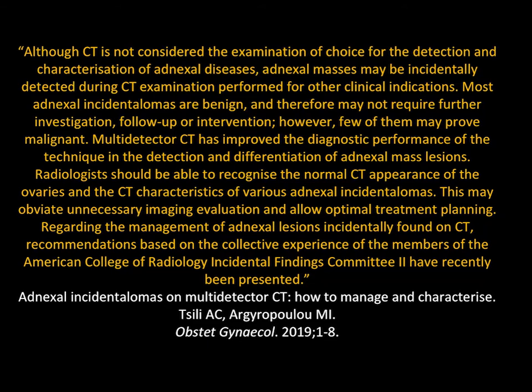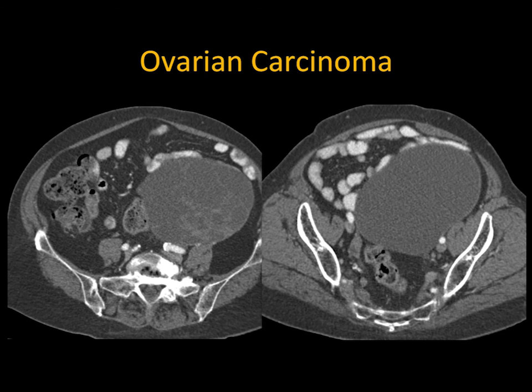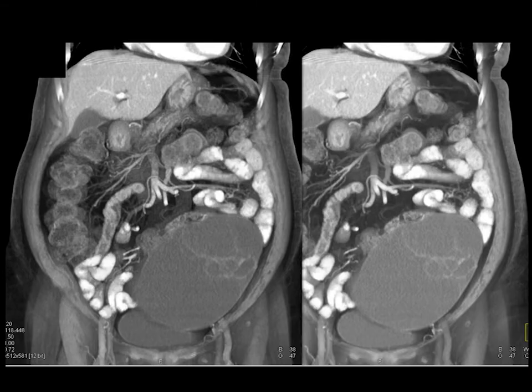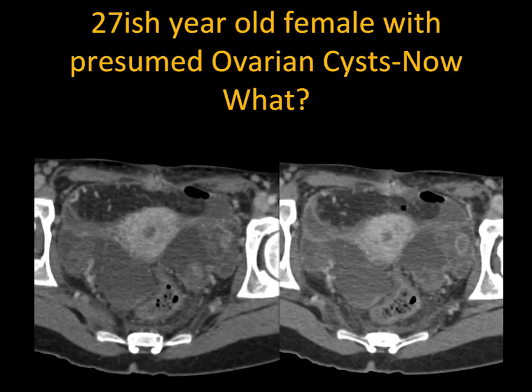There's a lot of work also going on in the OB regarding the management of adnexal lesions incidentally seen on CT. Recommendations based on the collective experience of the members of the ACR have recently been presented. So sometimes it's easy. Here's a solid mass, septations, nodularity. We know that's an ovarian cancer. Here it is in the coronal view. That's coming out. Not a challenge.